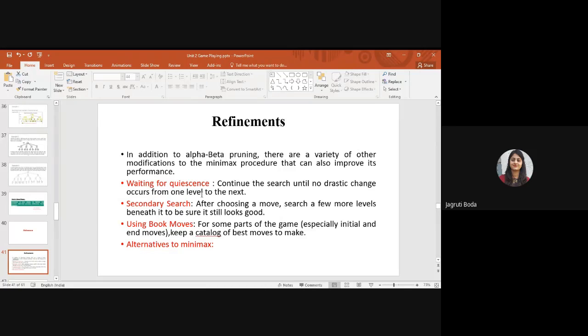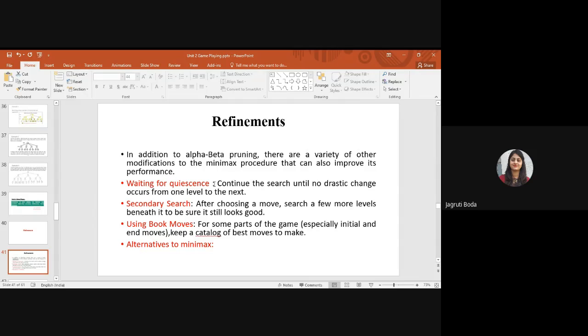So the first one is waiting for quiescence, meaning continue the search until no drastic change occurs from one level to the next level. These are some of the tricks used to improve the efficiency of your program. The second one is secondary search. After choosing a move, search a few more levels beyond it to be sure it still looks good. And the third is using book moves. For some parts of the game, keep a catalog of best moves to make, so you always choose the best move. Okay, so this is your third.